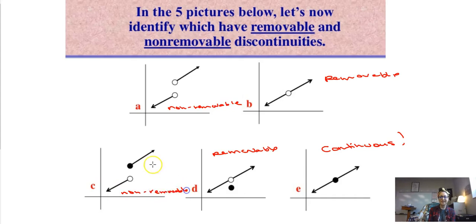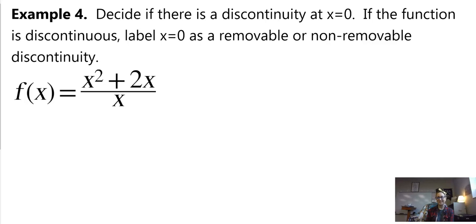So in this case, A and C are both jumps, and that's called a jump discontinuity, which is a kind of non-removable discontinuity, but B and D are both removable, okay? All right, go ahead and copy f of x in your notes, and then we're going to work example 4 together. All right, so it says decide if there's a discontinuity at x equals 0.